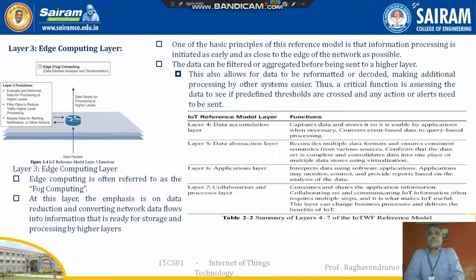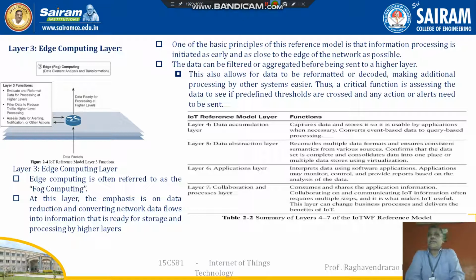Also, it allows for the data to be reformatted or decoded, making additional processing by the system easier. One of the critical functions is assessing the data to see whether any thresholds are crossed, and if so, actions or alerts are to be sent. So this is the major layer where the information is going to be checked properly.